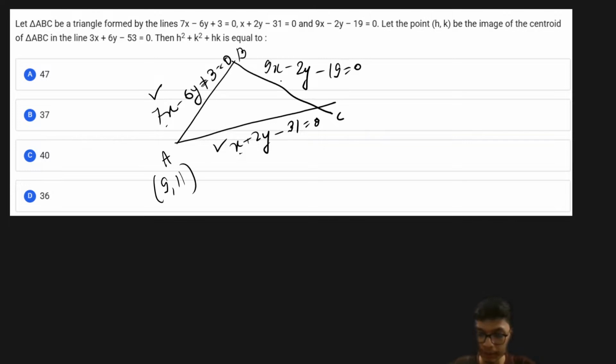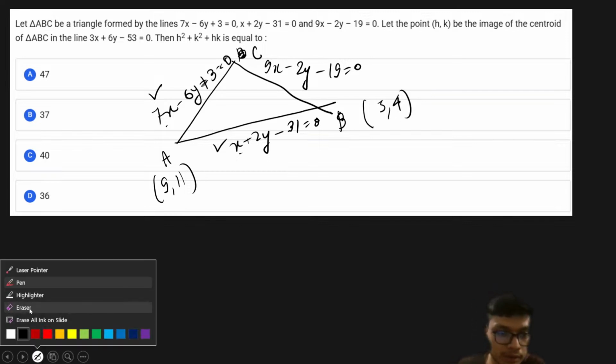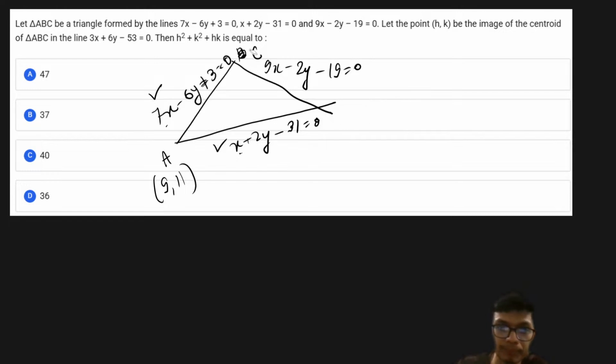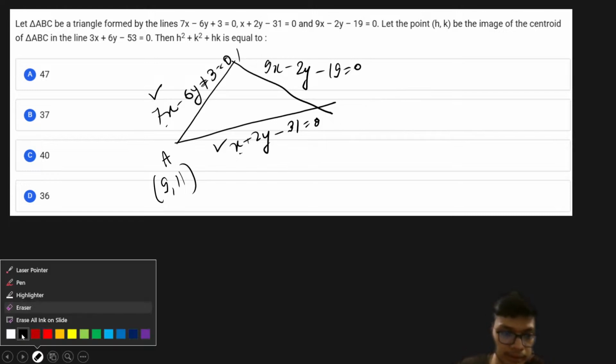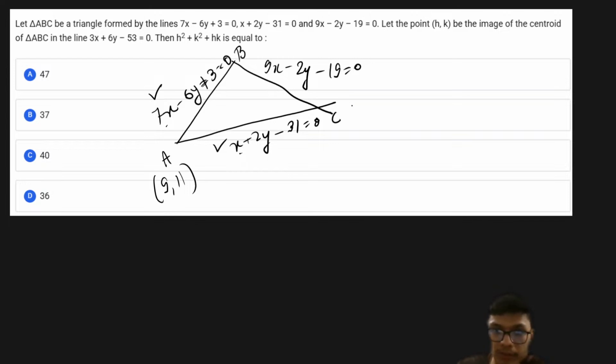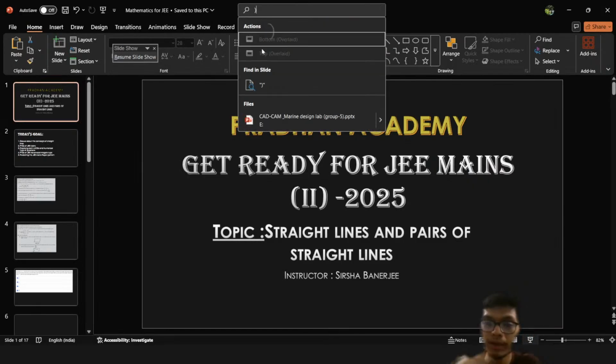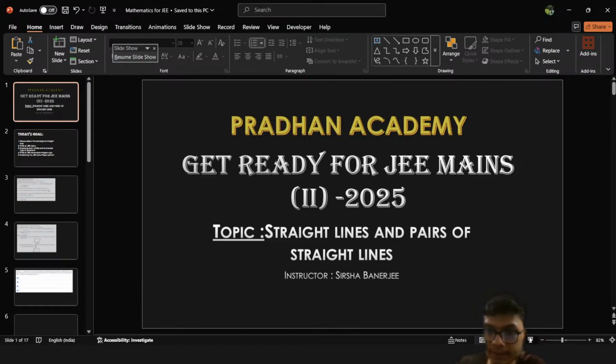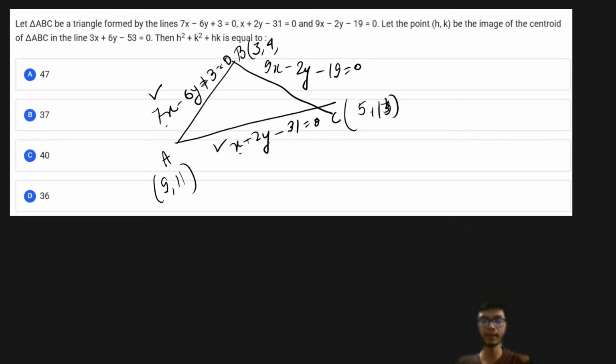Sorry, I got this one was point C only. So this is point B, this is point C. I got point C as 5 comma 13, and you can solve it yourself. I got point B as 3 comma 4. You can simply solve it yourself also and you will get the same results.